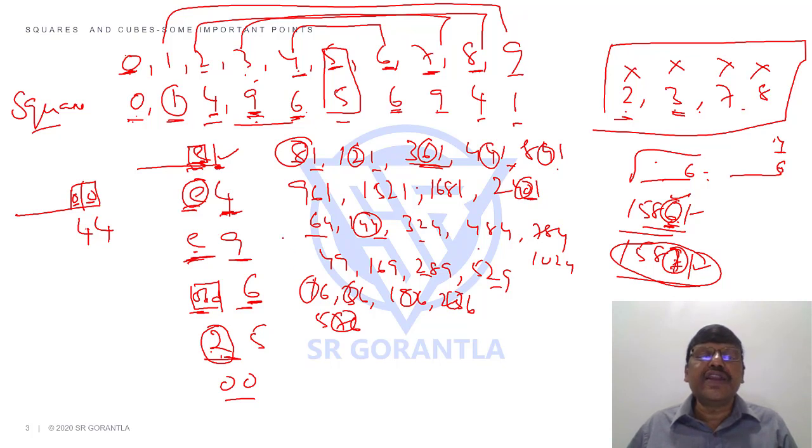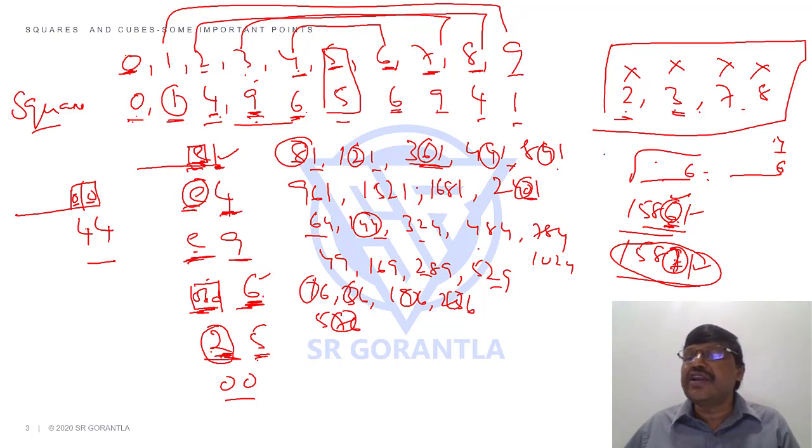Next, 5, 5. No, if a perfect square is ending with 5, the tens place should be 2. It cannot be 5, 5. Can it be 6, 6? No, if a perfect square is ending with 6, the tens place should be odd. So the last two digits of a perfect square cannot be 6, 6. I mean, no perfect square will end with 6, 6.